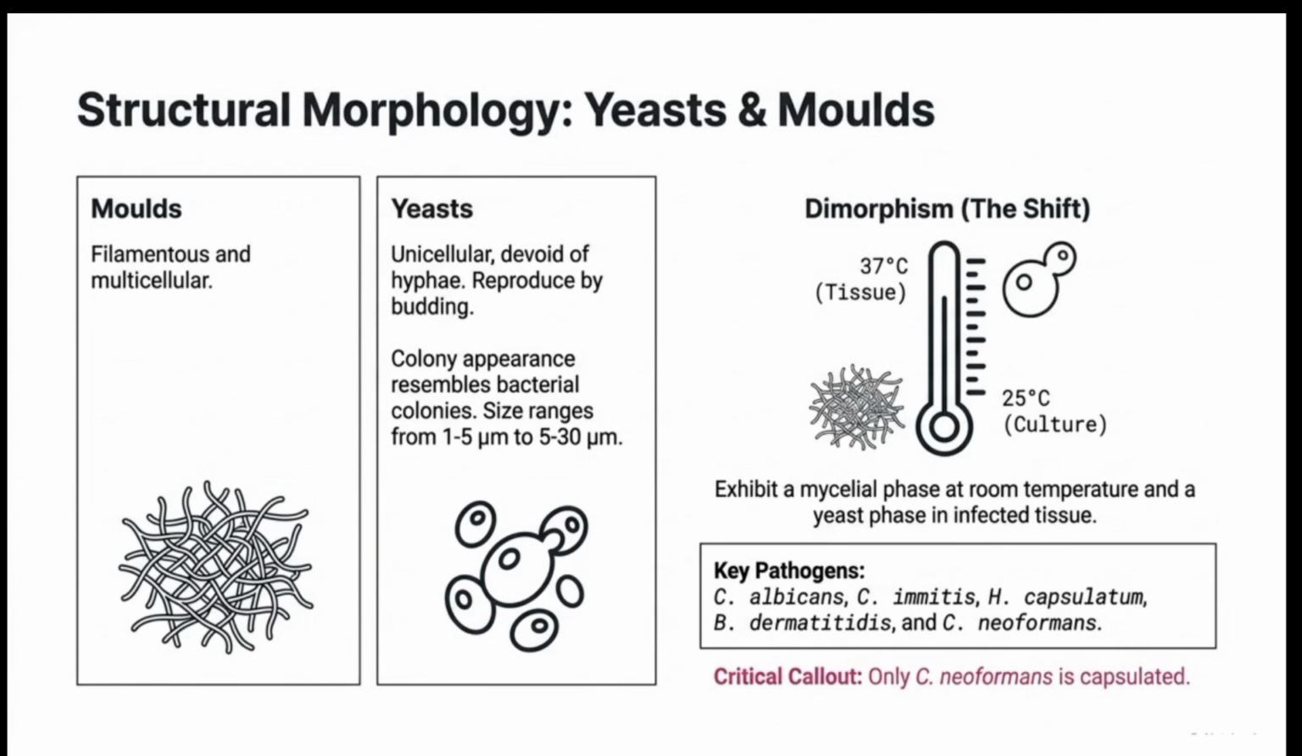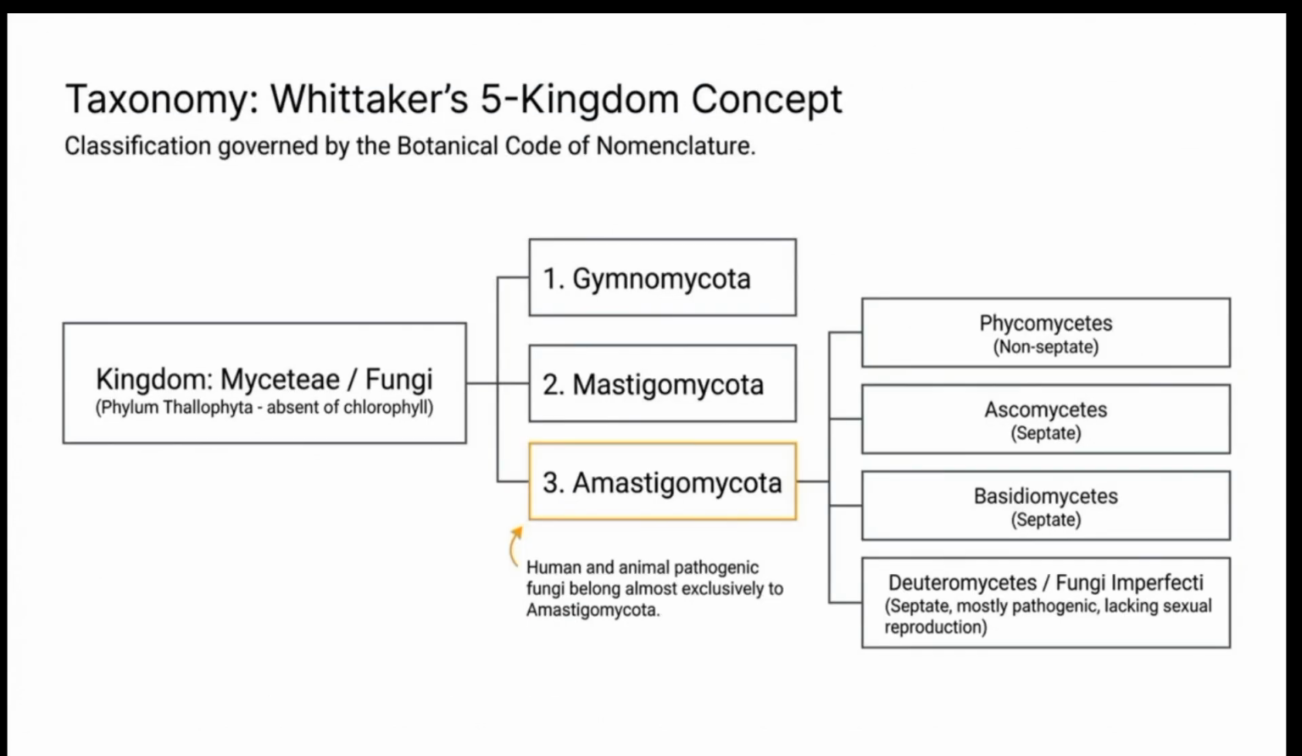So if these organisms are constantly shape-shifting based on temperature, how do scientists even begin to classify what they're looking at under a microscope? Well, it requires an incredibly rigid system. Taxonomy here is governed strictly by the Botanical Code of Nomenclature. Botanical, even though they aren't plants. Right. Under Whittaker's five-kingdom concept, they sit in the kingdom Mycetae.